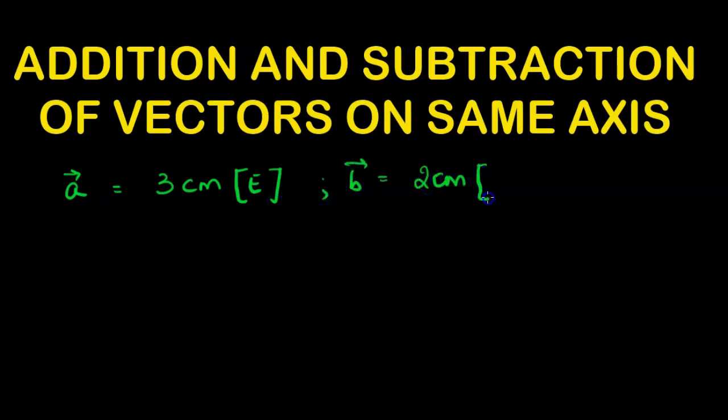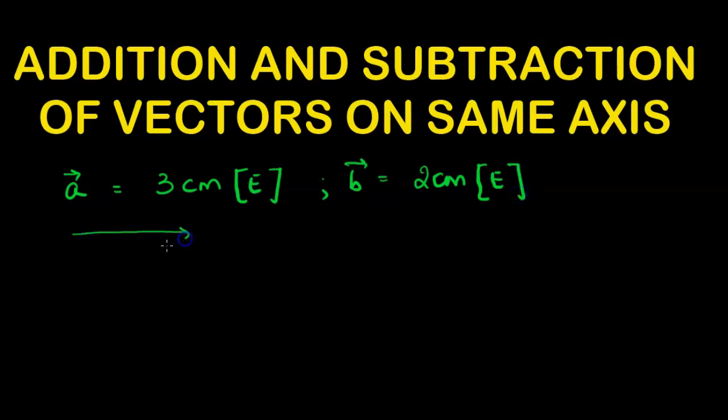Hey guys, in this video we will understand how to add and subtract vectors when they are given on the same axes. Let's understand this with an example. Let's say we're given a vector A with magnitude 3 centimeters and direction east, and we're given vector B with magnitude 2 centimeters, direction east as well.